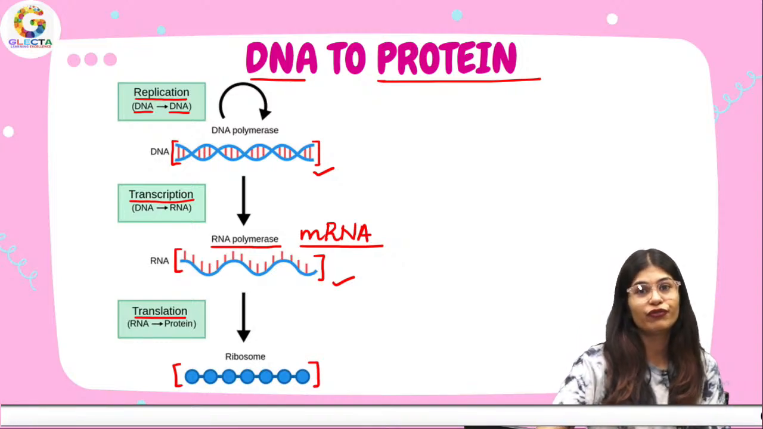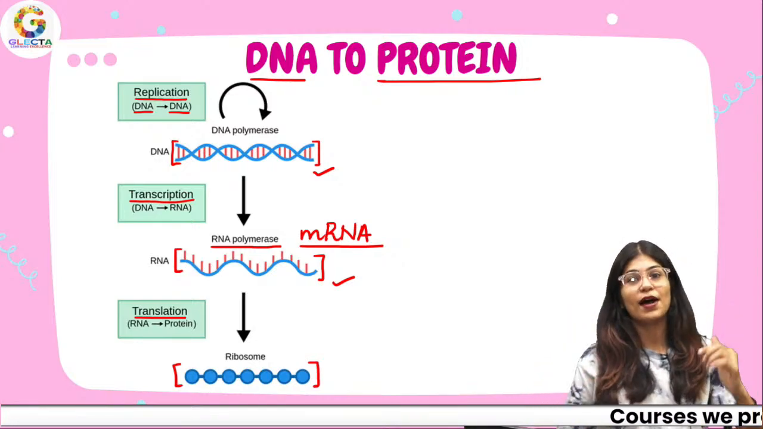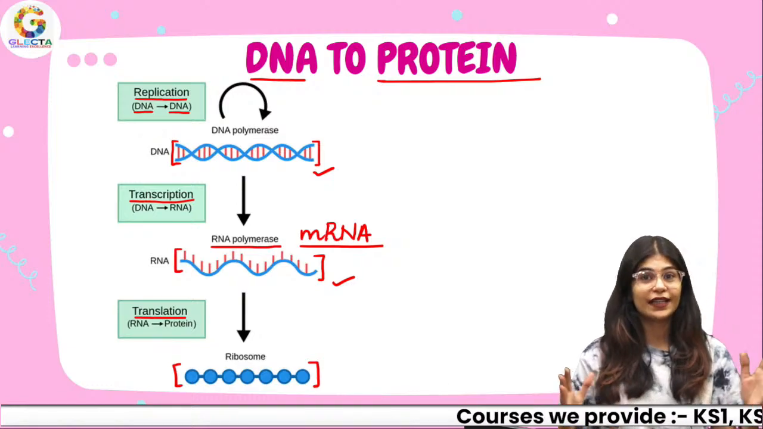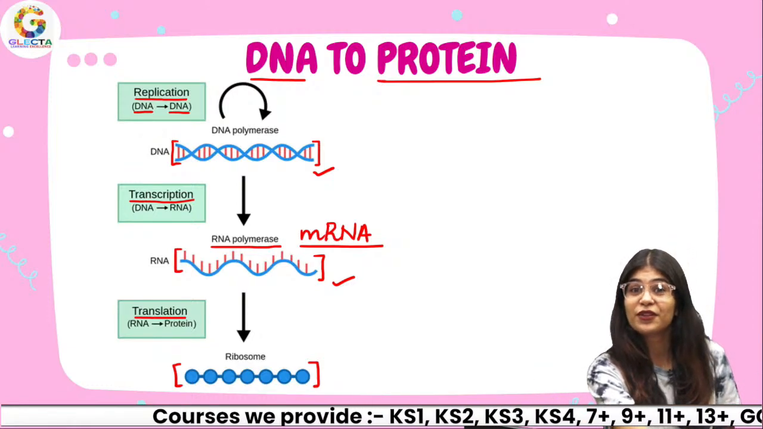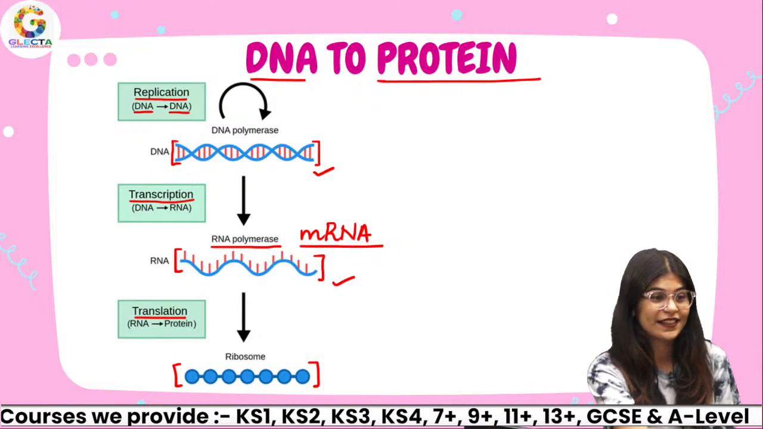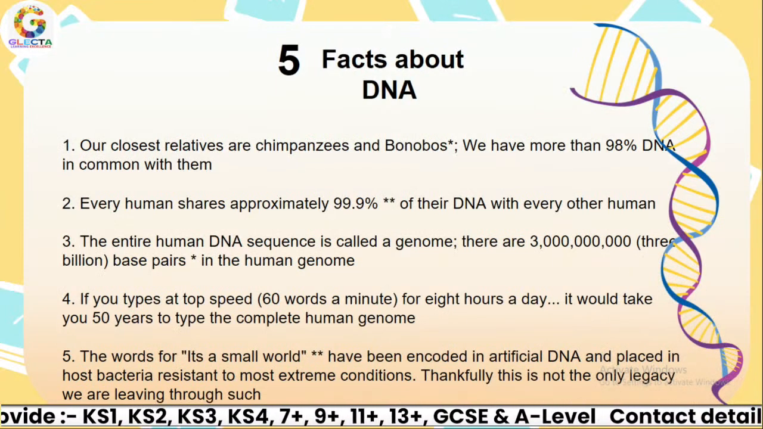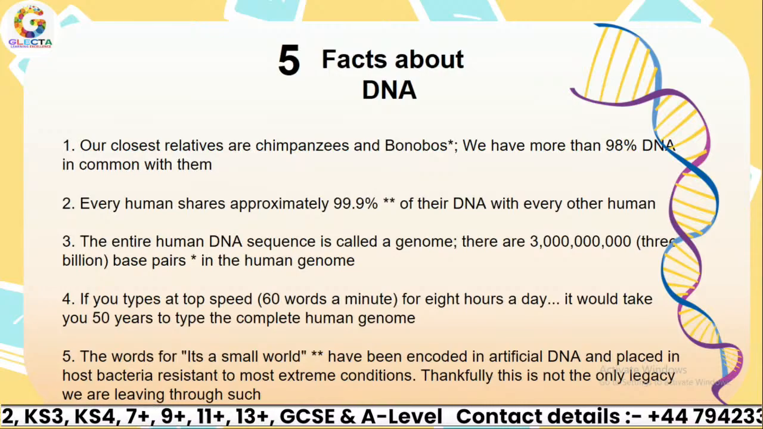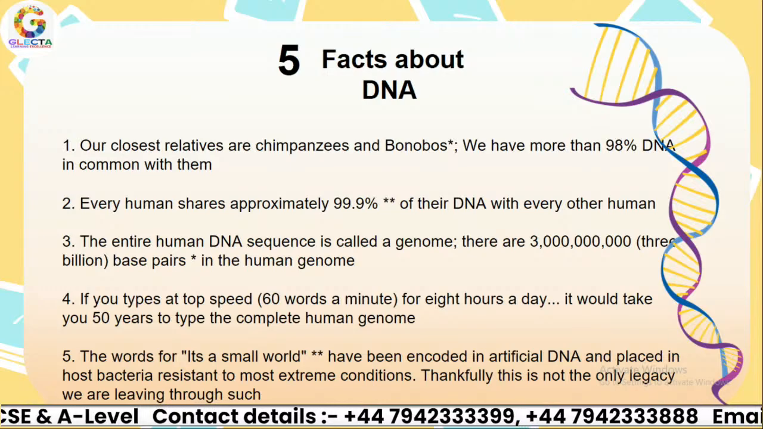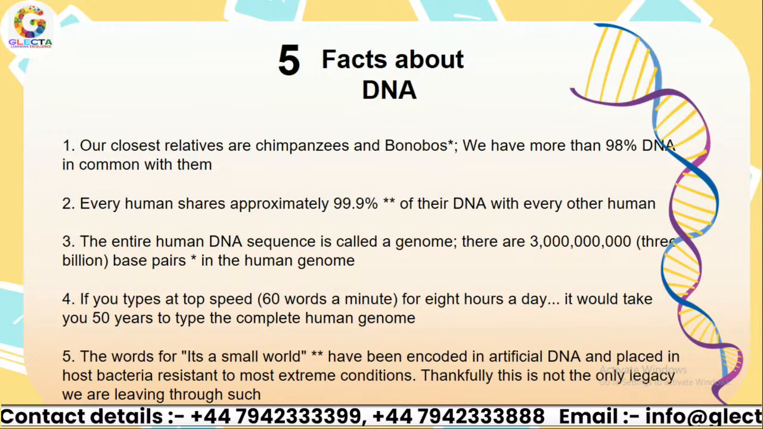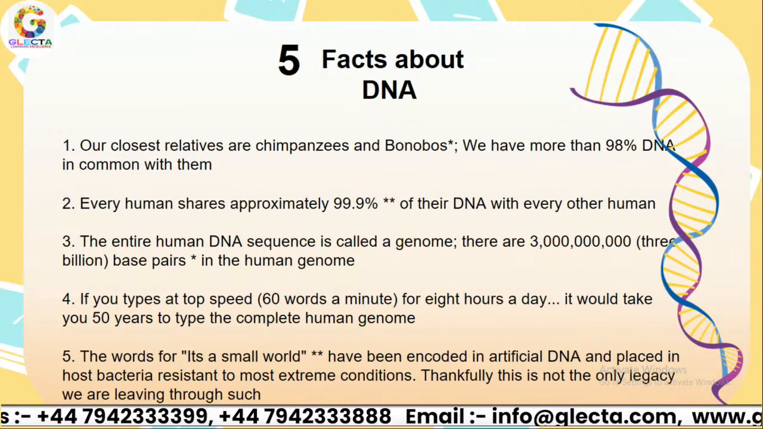Now I have a few facts for you guys to read about the DNA. So I'm going to get my face out of the screen so that you can read it properly. I hope you guys are ready for some facts. There you go. It says, our closest relatives are chimpanzees and bonobos. We have more than 98% DNA in common with them.